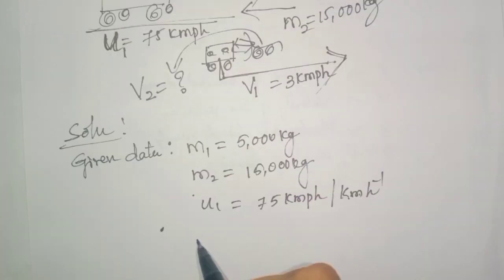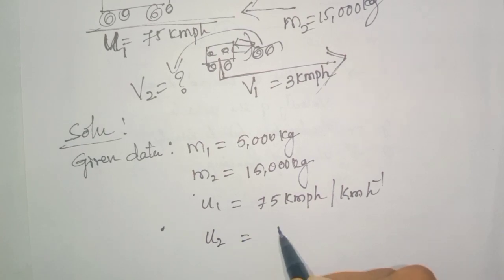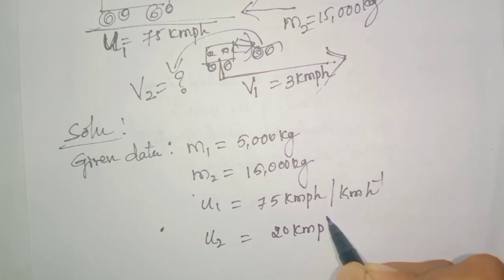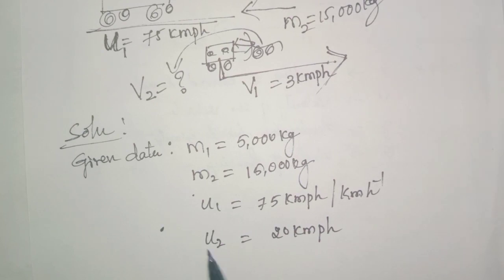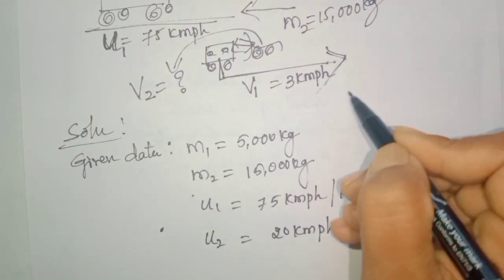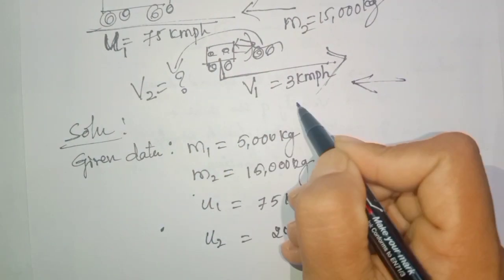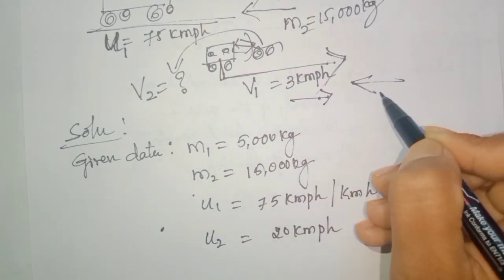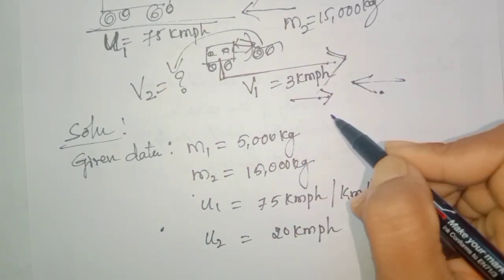We can also write it as, now what is the velocity of the wagon with which it is traveling? U2 is equal to 20 km/h. And one more thing you have to understand, how the wagon is traveling. Wagon is traveling opposite to the engine. If the engine is traveling in this direction, opposite to that, what is traveling? Wagon. So as it is opposite in direction, we write minus.